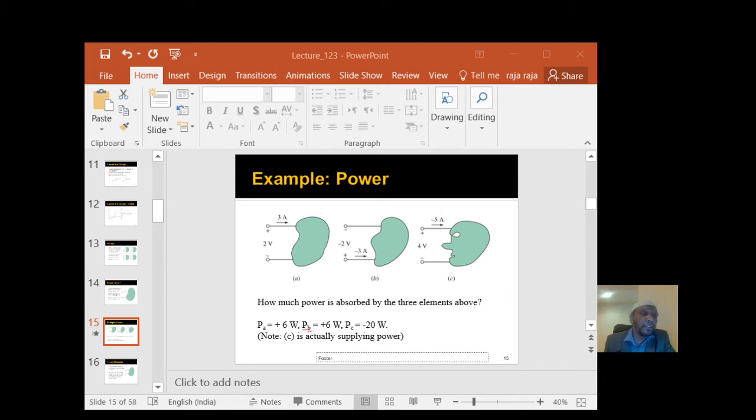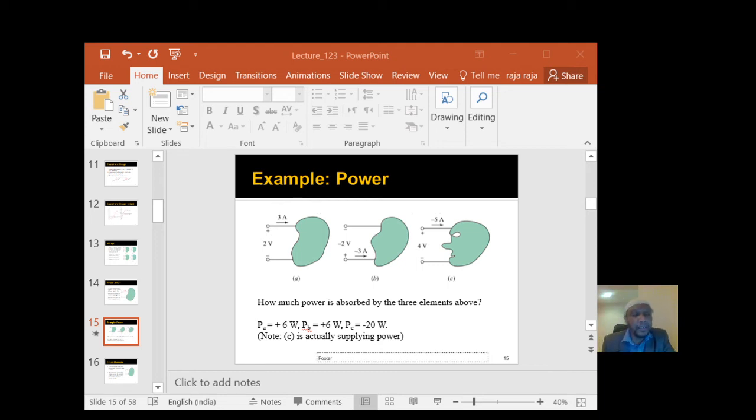So figure A, the power P suffix A, figure A power, so plus 6 watts. How do they get it? We multiply V and I. So how much voltage? It's 2 volts. How much current? 3 amperes. So 2 multiplied by 3, a simple calculation, you get plus 6 watts. It means the power is positive, which means the energy is absorbed. Okay, either a lamp or speaker or TV or laptop, whatever it is.